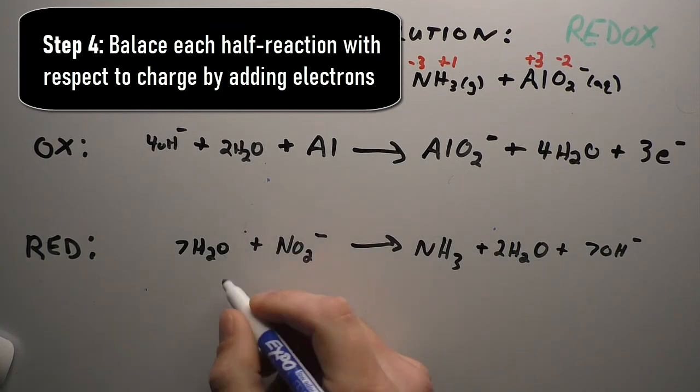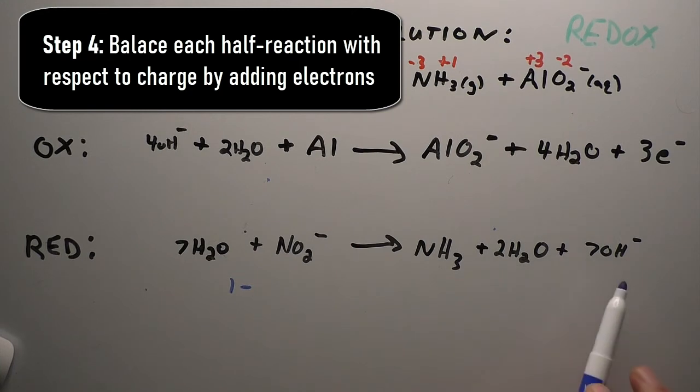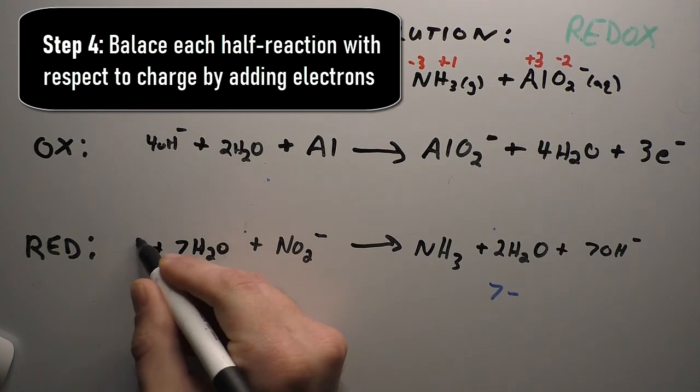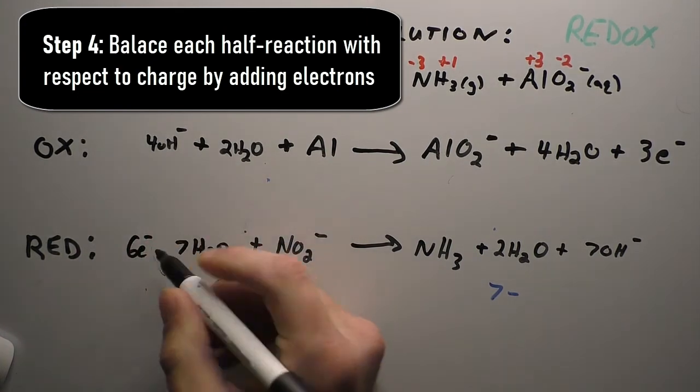Looks like we have a charge of 1 minus for the reactants, because we have a single nitride ion with a 1 minus charge. And then on the right hand side, we have 7 hydroxide ions, each with the charge of -1. So our charge is 7 minus. So the question again is, how many electrons do we need to add to the left hand side of the equation to get the same charge as the right hand side of the equation? We need a charge of 7 minus. We only have a charge of 1 minus, so that means we need to add 6 electrons, right?